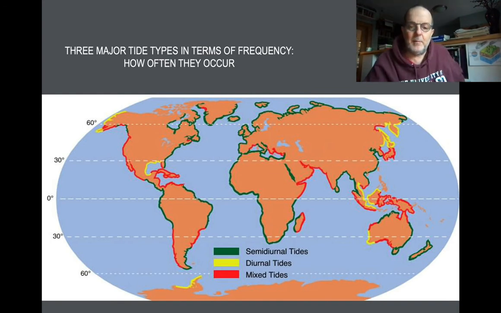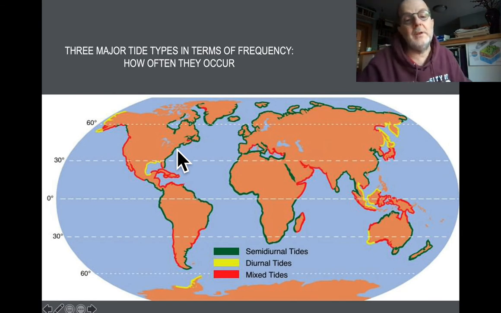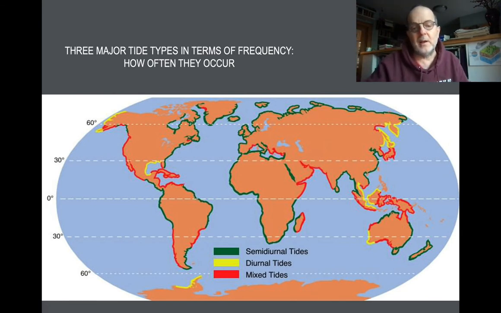You either have a semi-diurnal tide, which is a tide that occurs 2 times a day high and 2 times a day low. A diurnal tide, which is 1 high and 1 low, like in the Gulf of Mexico here. Or a mixed semi-diurnal, which is 2 highs and 2 lows on any given day, but they're not the same height. Whereas in your semi-diurnal, the 2 highs in any 24-hour period and the 2 lows in any 24-hour period are more or less the same.